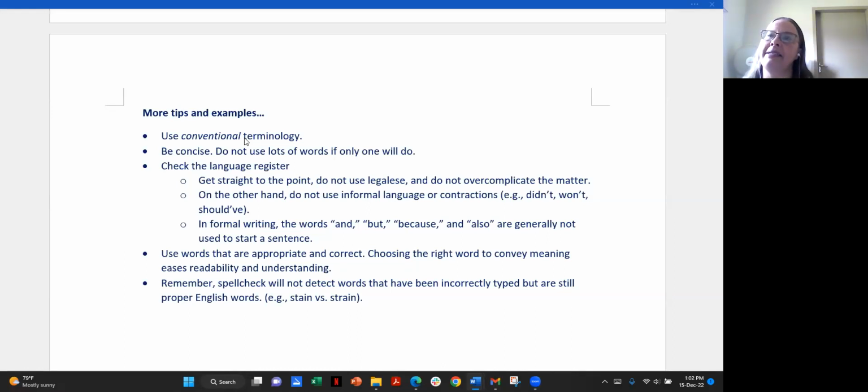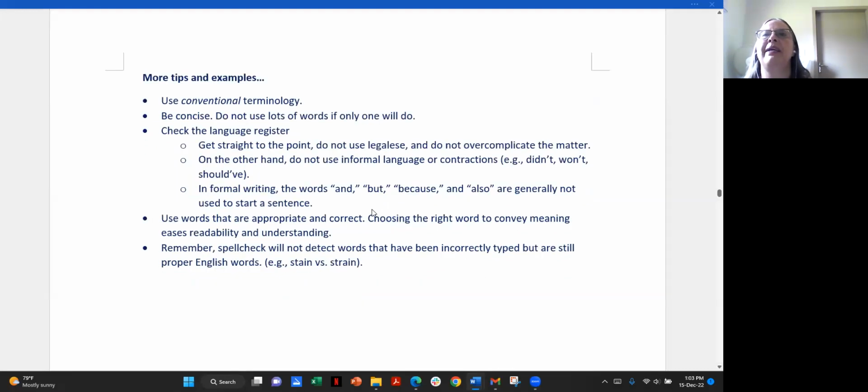But then on the other hand, don't go too informal and use contractions like didn't, won't, should have. That's also a no-no in academic writing. And then, as I mentioned from the above examples, don't use words like and, but, because, or also when you are doing academic writing. It's only fine when you're doing something informal.